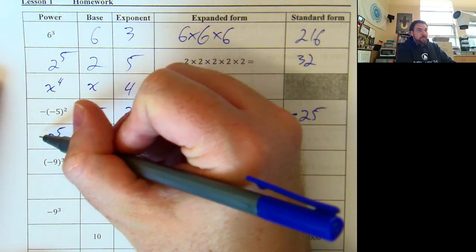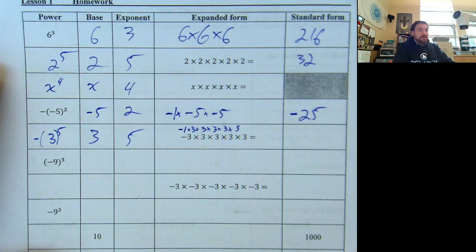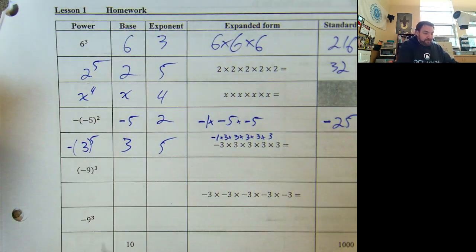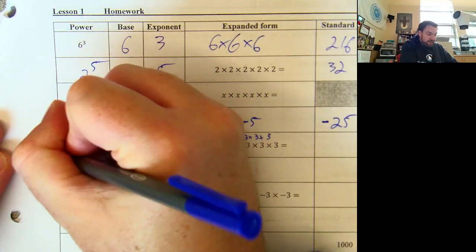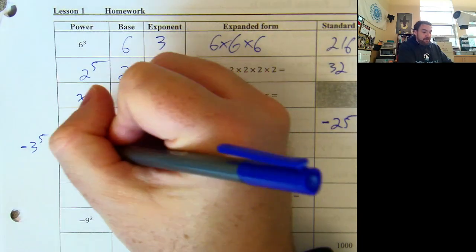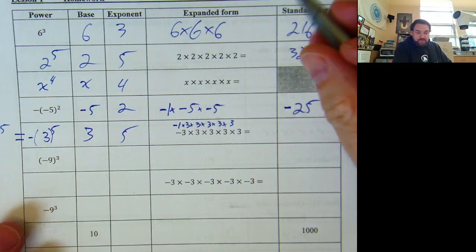You could put it outside the bracket, so you're saying write it like this? You could, or you could just write it like we did before, with no brackets at all. These are the same. And then this would be negative 243.